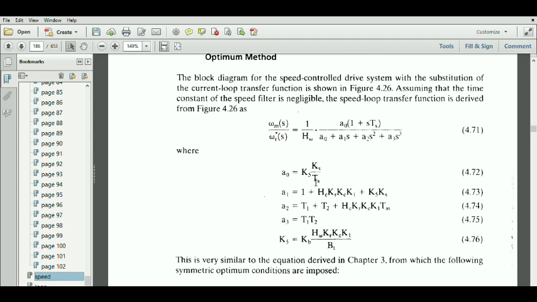Here A0 is K5 Ks divided by Ts, and A1 is equal to 1 plus Hc Kr Kc K1 plus K5 Ks, and A2 is equal to T1 plus T2 plus Hc Kr Kc K1 Tm, and A3 is equal to T1 T2.